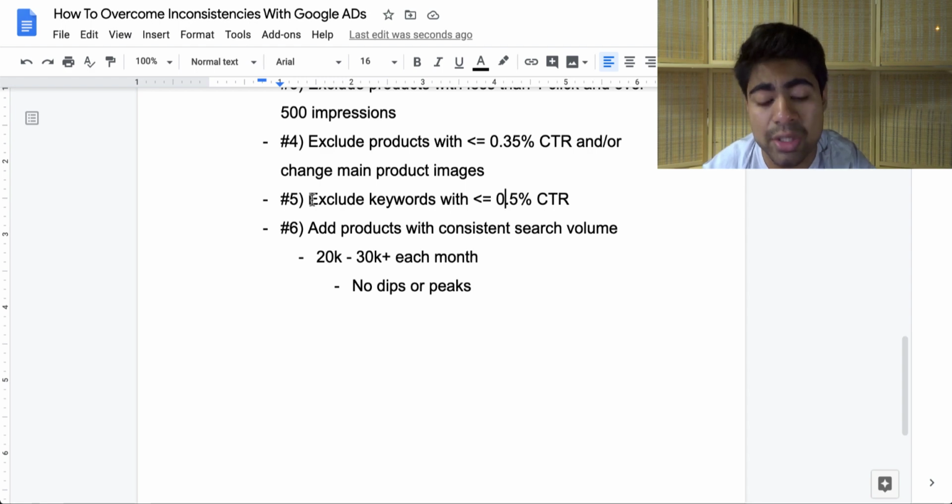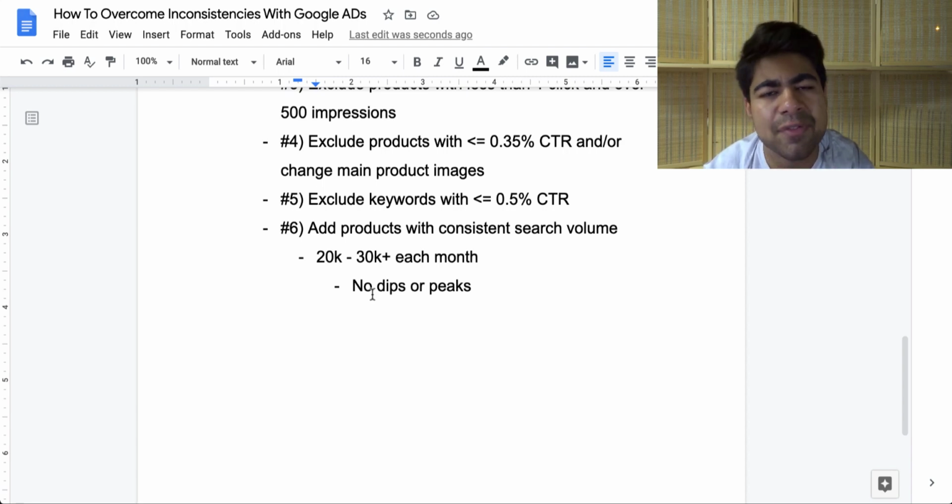But the final thing you can do that is on my list is add products with consistent search volume. This is literally one of the most important things you can do. Simply find products with 20 to 30K each month volume, and make sure that there are no dips or peaks in the volume. So it should either be a straight line or some ups and downs, but nothing too drastic.